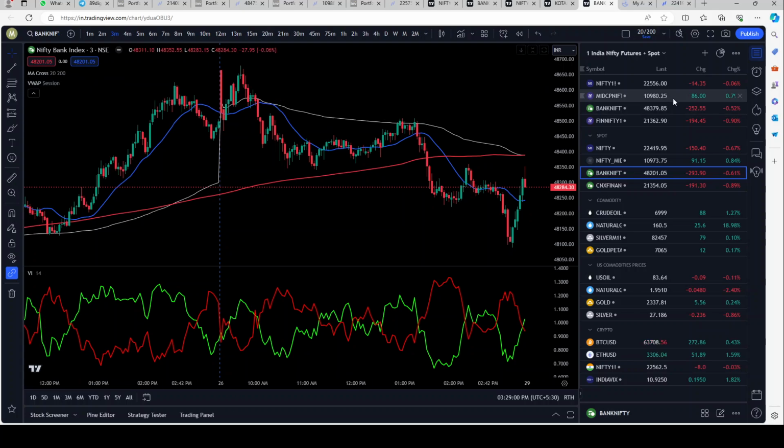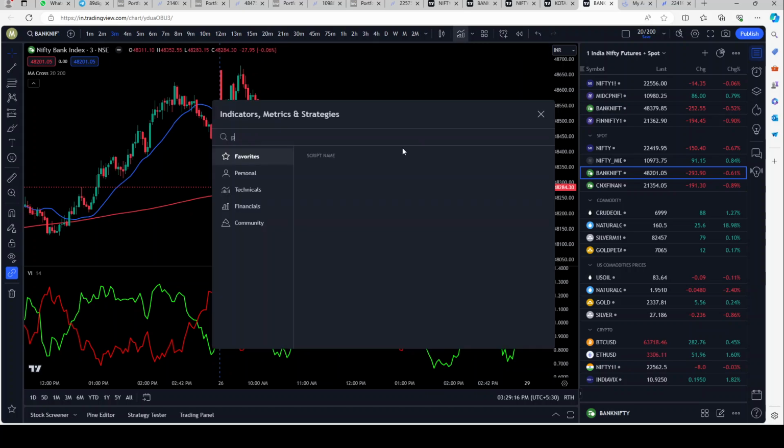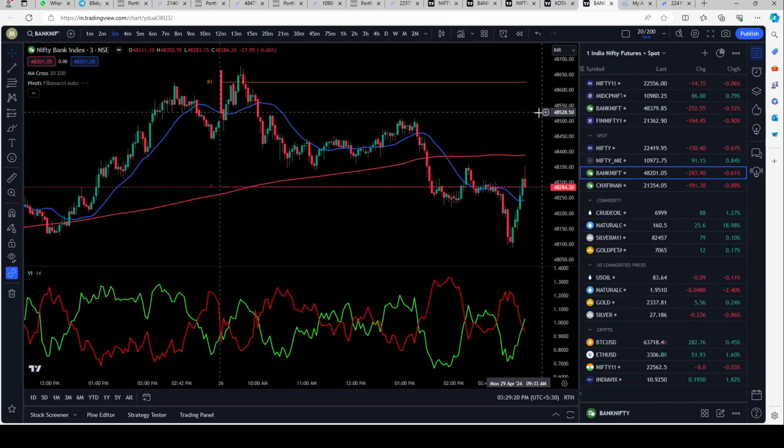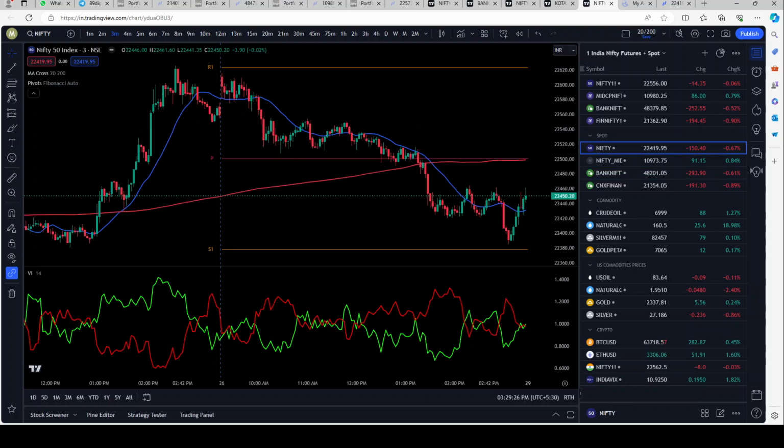And here VWAP is working on the spot of Nifty and Bank Nifty as well, but I don't think it'll work on the spot of Midcap and Fin Nifty. Anyway, we'll get rid of the VWAP. The other thing that you can use is pivots. I use Fibonacci pivots, and it'll show up something like this. If I go back to Nifty, it'll look something like this.